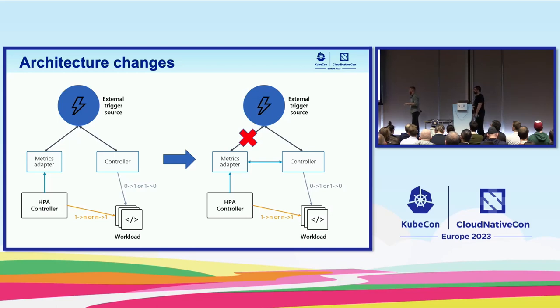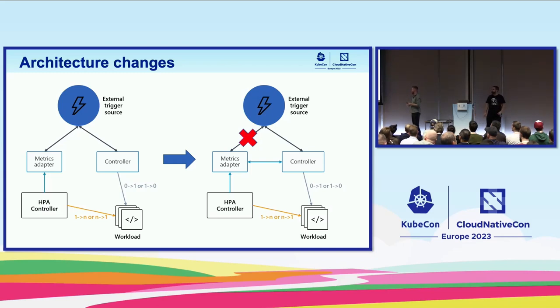And second of all, because the KEDA operator does the scaling from 0 to 1, but the HPA does the rest of the scaling, we don't have any power to change the actual scaling behavior. Or imagine that you have two triggers defined in a scaled object. In this case, the HPA asks for metrics for each trigger, and then makes the scaling decision based on the largest number. Whichever metric reports the largest number is the final replica count. So imagine you have, for example, a Prometheus trigger and a RabbitMQ trigger. The default behavior is that the larger number wins. We have no power to actually change it.